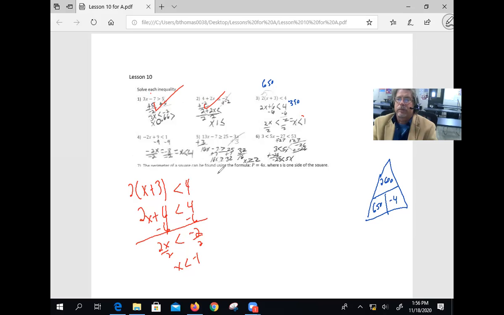On number 4, you have negative 2x plus 9 is less than 1. Again, we have to get the x by itself, so we go after the 9 first by subtracting 9 on both sides. So it gives me a negative 2x, and that's going to be less than a negative 8. And then we got to divide both sides by negative 2. And this is where there's a catch with inequalities. If you divide both sides by a negative, the inequality sign actually has to change directions.